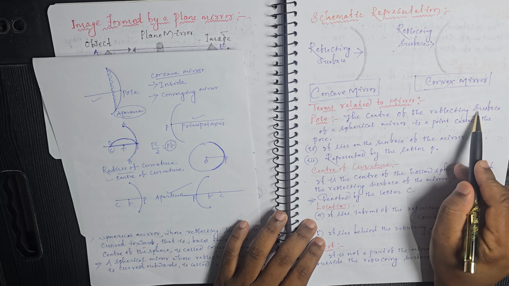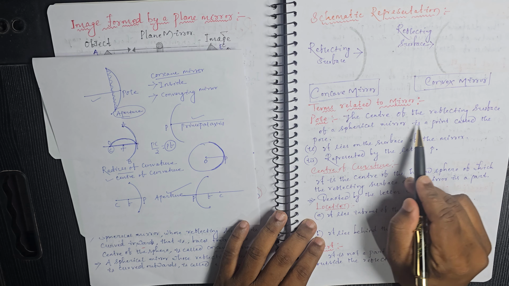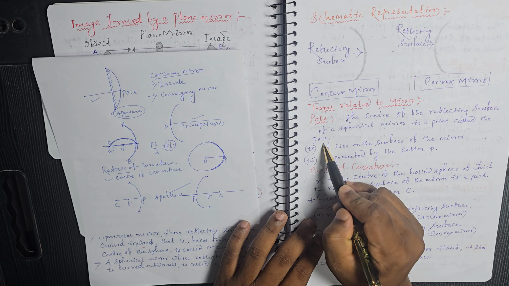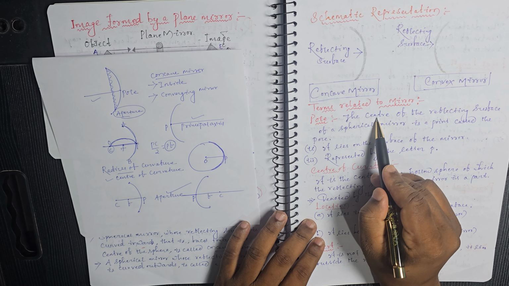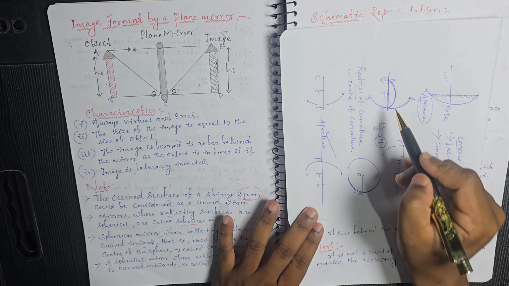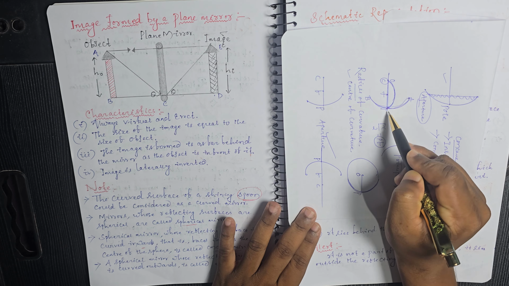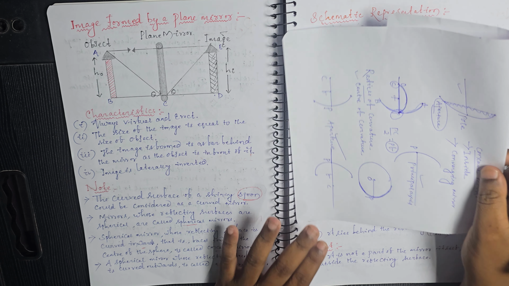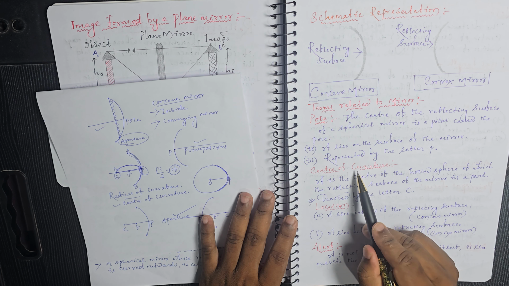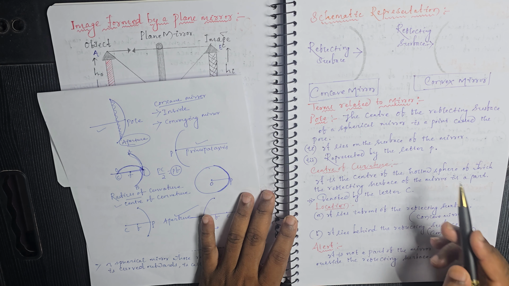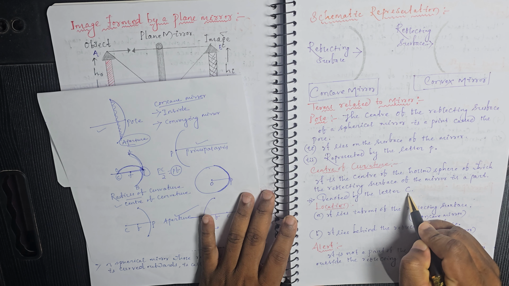The center of the reflecting surface of a spherical mirror is a point called the pole. It's a particular center point of the reflecting surface. Just now I said that this is the point. If I'm taking this as the mirror, this is the center point, so this point is called the pole point. Clear? Then after that, the center of curvature, which I have also explained, is denoted by the letter C.